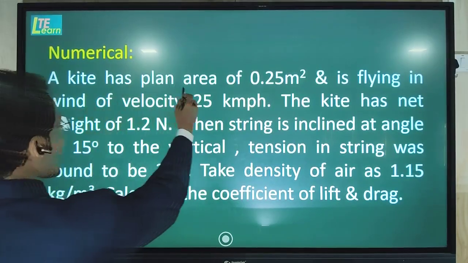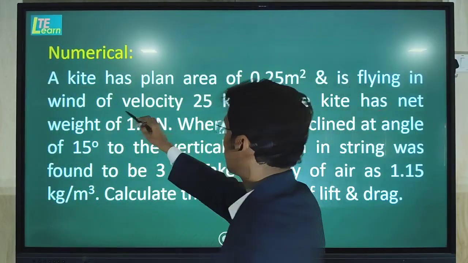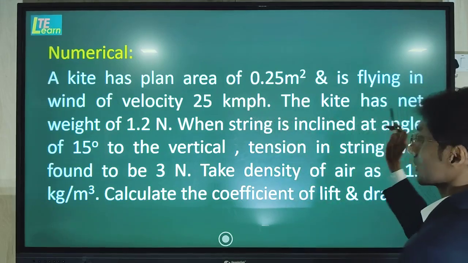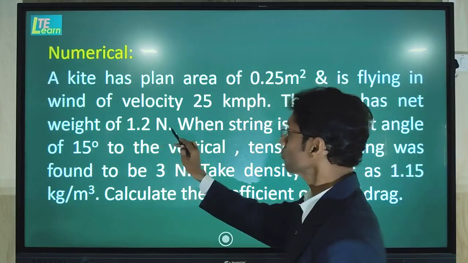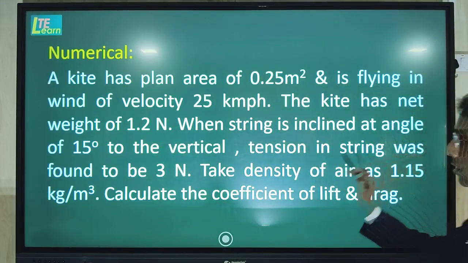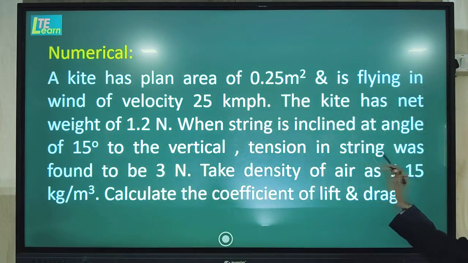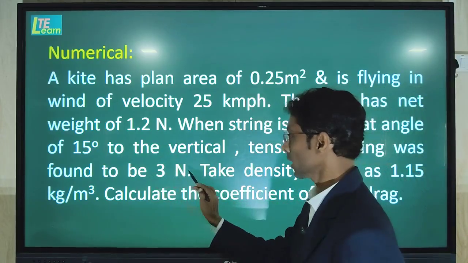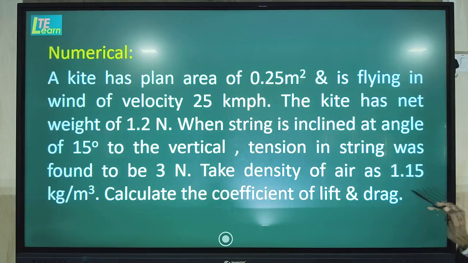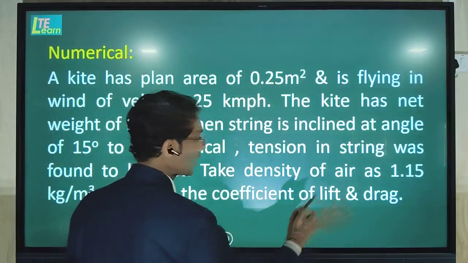A kite has plan area of 0.25 meters square and is flying in a wind of velocity 25 km per hour. The kite has net weight of 1.2 Newton. When string is inclined at an angle of 15 degree to the vertical, tension in string was found to be 3 Newton. Take density of air as 1.15 kilogram per meter cube. Calculate the coefficient of lift and drag.